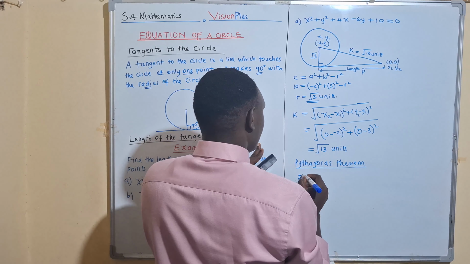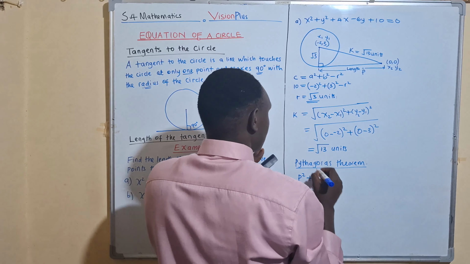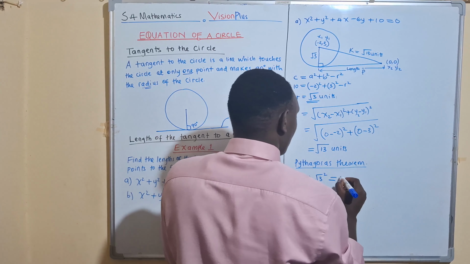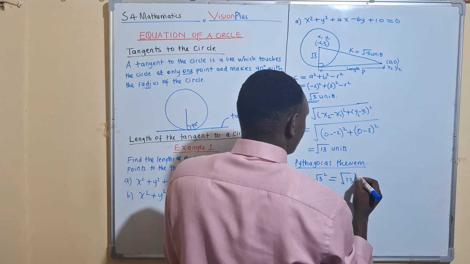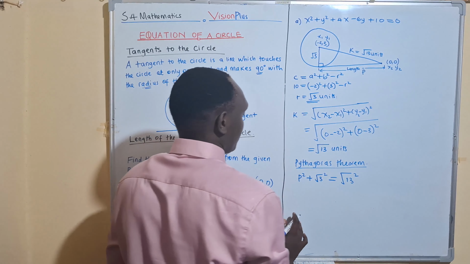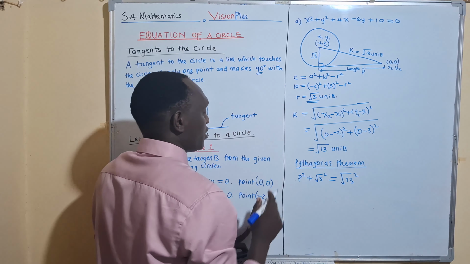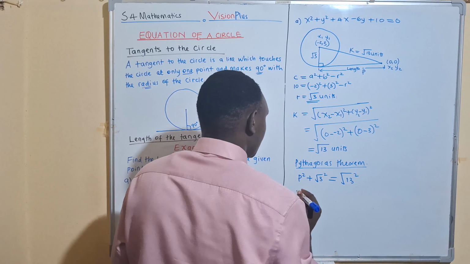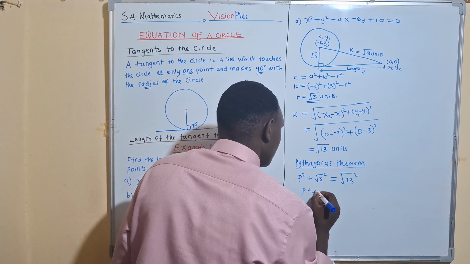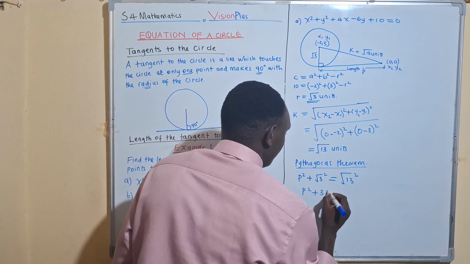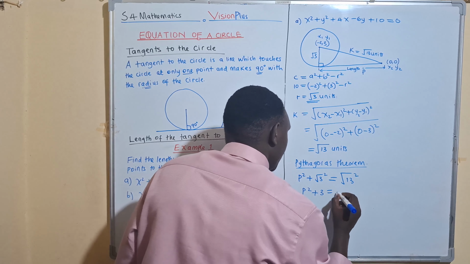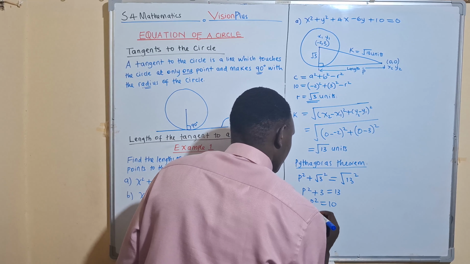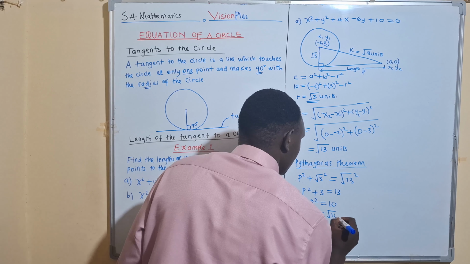So p squared plus the radius, which is root of 3 squared, equals the square of the longest side, which is root of 13 squared. That is Pythagoras theorem: the sum of the squares of the two shorter sides equals the square of the longest side. That means we shall have p squared plus 3 equals 13. That means p squared equals 10, so p equals root of 10 units.